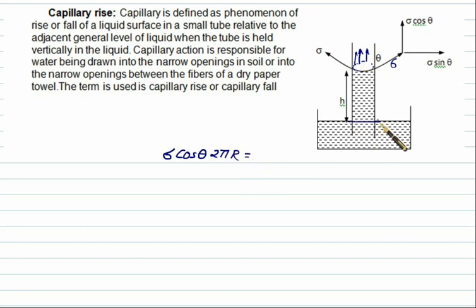So you have to calculate the weight of this liquid. Weight of the liquid will be given as rho multiplied by g multiplied by volume, which is equal to the cross section area pi r square multiplied by h. So this time we are able to calculate the capillary rise h. One of the r will get cancelled, one of the pi will get cancelled. We are left with h equal to 2 times sigma multiplied by cos theta divided by rho g r.